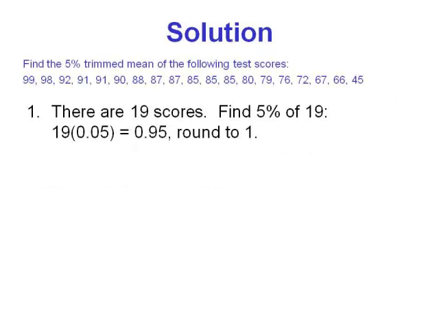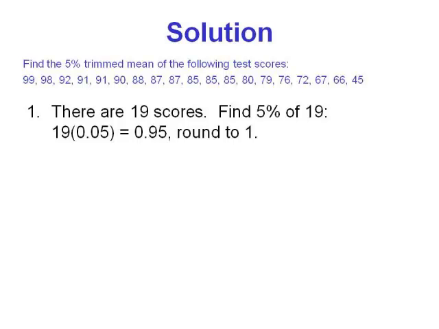So the first thing you need to do to calculate a trimmed mean is count how many values are in your data set. So in this case we're dealing with 19 test scores. And then once you figure that out, you need to find the percentage of that number. So the percentage will be given to you when you're asked to do a trimmed mean. In this case, we've been asked to do 5%. So I need to know what 5% of those 19 scores is. So I go ahead and find 5% of 19, which comes out to 0.95.